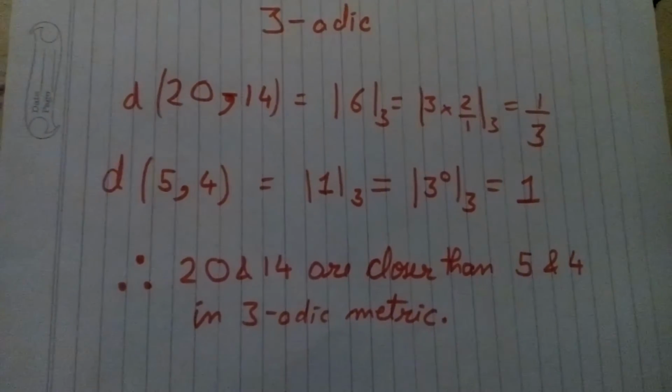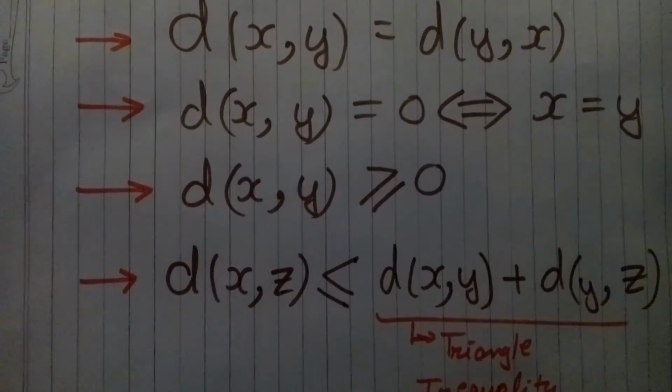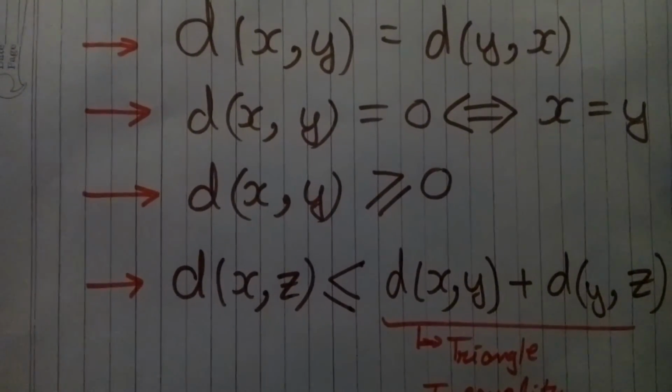Isn't that amazing? But is our p-adic metric valid? For a metric to be valid, it should satisfy the conditions displayed on the screen, and I leave the challenge of testing our p-adic metric to you.